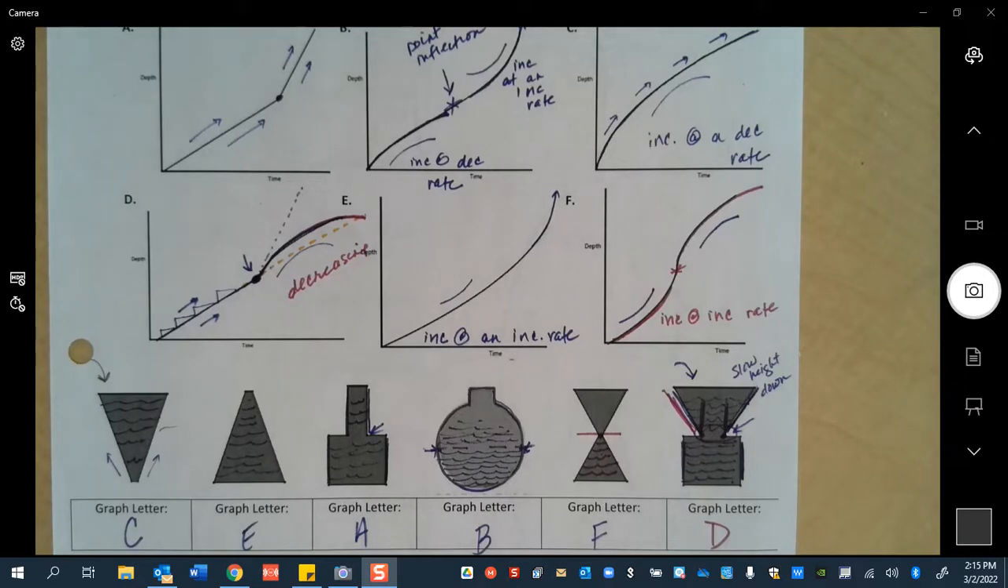C is going to be the opposite of that. I'm increasing at a decreasing rate because my water's still going up, but not as fast. Anybody want to talk about any of these?